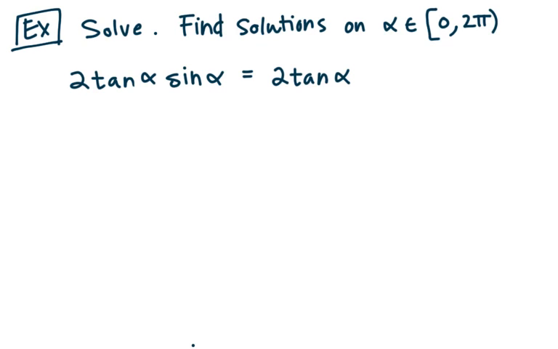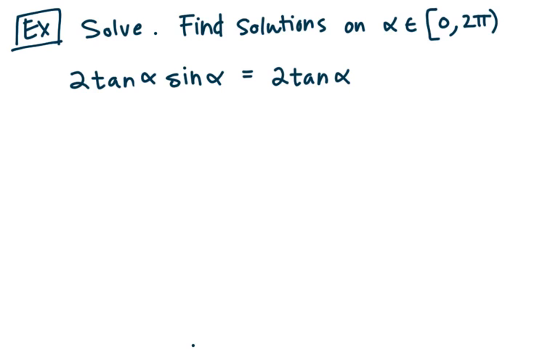Welcome back. We're going to solve another trig equation in this video. We're going to need to determine what the variable alpha could be, and we're only going to find the solutions in one rotation of the unit circle. So from 0 inclusive, leaving out 2 pi. So what we have here is 2 tangent alpha times sine of alpha equals 2 tangent alpha.